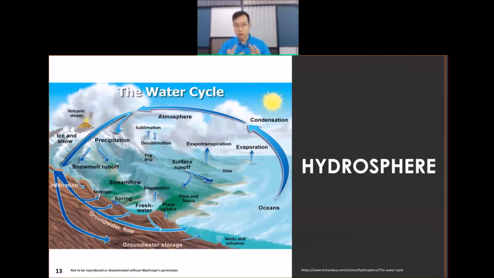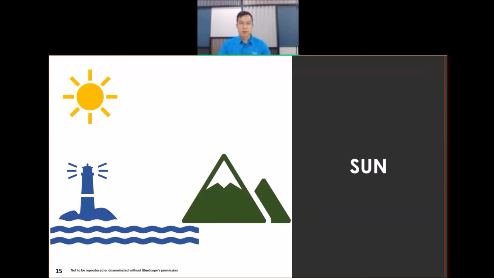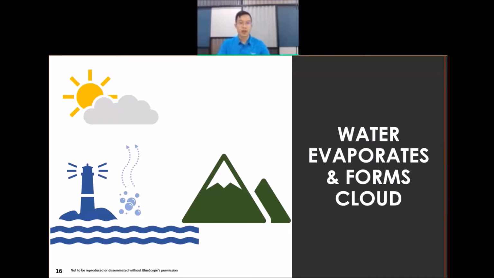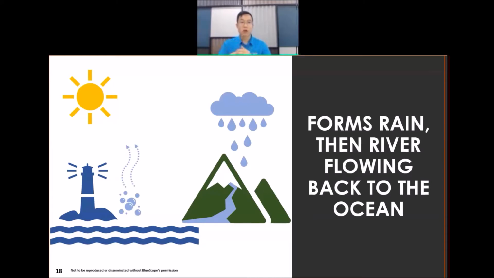So of course, this one seems like there are a lot of wording and so on. So let me just simplify it for you, okay, for this purpose. So imagine you have a mountain and the ocean, right? So these are the two most basic landscape of Earth, right? And you have also the sun. So when the sun shines onto the ocean, so water tends to evaporate and form clouds. And this cloud will move inland and started saturating and form what we call rain.